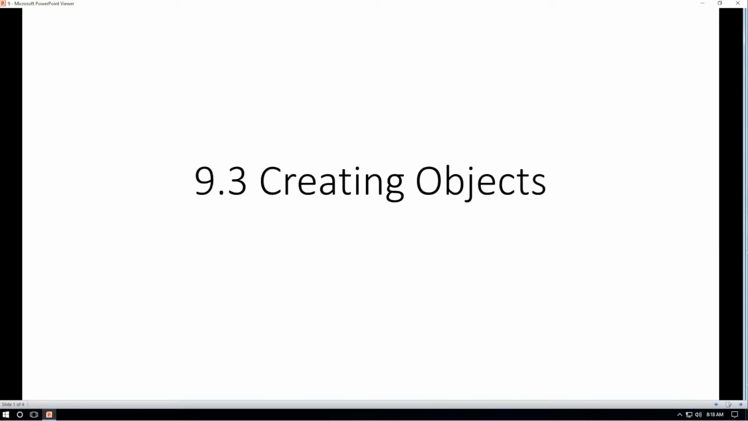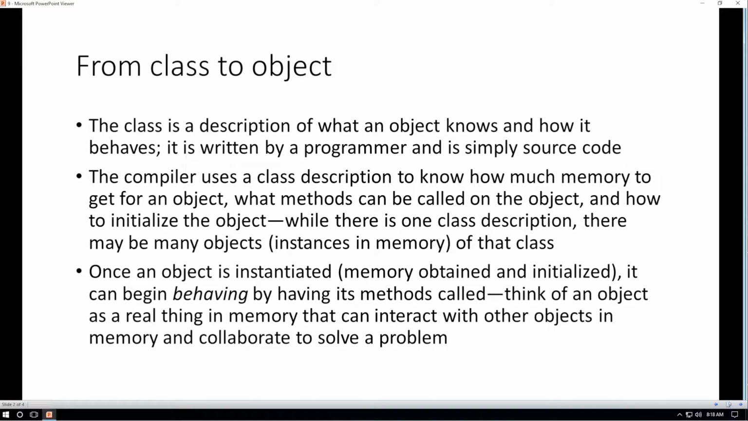In this section, we're going to discuss creating objects. A class is a description of what an object will know and what it will do. The class itself is just a description, a definition. It's written by the programmer and it's source code.